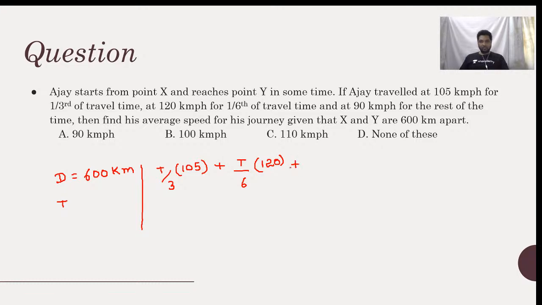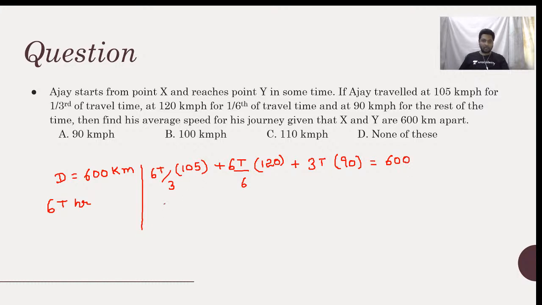Can I make it a little bit easier? Let us say total time considered is 6t hours. Then this will become 6t by 3, that is 2t hours gone. 6t by 6, that is t hours gone. 2t plus t, 3t gone. I am left with another 3t hours at a speed of 90 kilometers per hour. This is going to give me the total distance, which is 600.